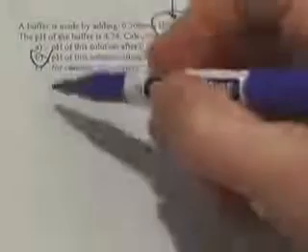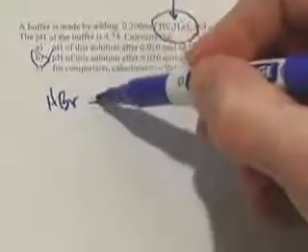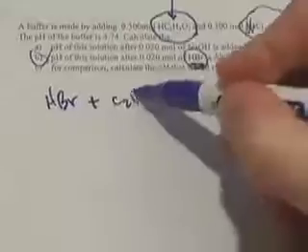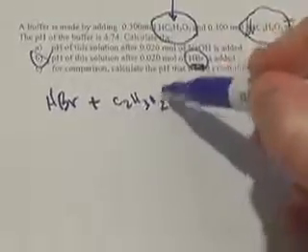Because remember, a buffer solution is made of a weak acid and its conjugate base, or of a weak base and its conjugate acid. In this case, our weak acid is acetic acid, and our weak base is the acetate ion that's going to form when sodium acetate is dissolved in water. So HBr, being an acid, is going to react with the basic portion of the buffer, and the basic portion of the buffer is the C2H3O2 minus ion that's in solution.